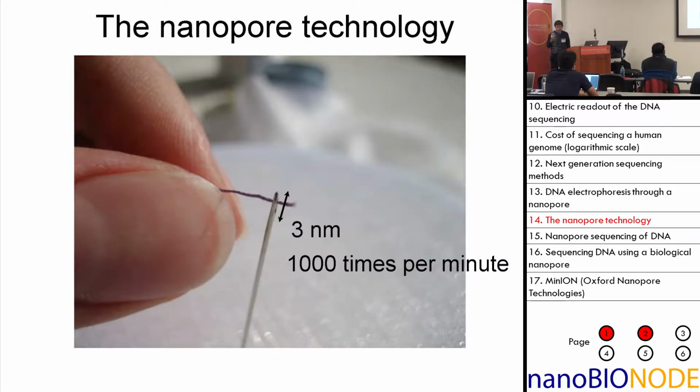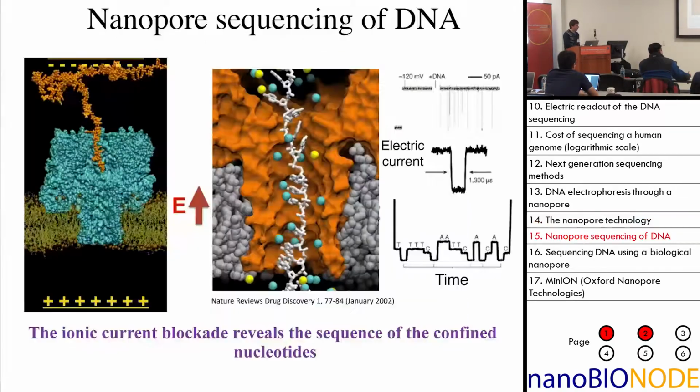So it's really like threading, putting a thread through a needle's eye. But it's a really small needle eye, and you do it a lot of times per second, per minute, 100 times. You can actually do it faster. And this happens completely without your participation, right? It just goes on automatically. So how do we use it to sequence DNA?